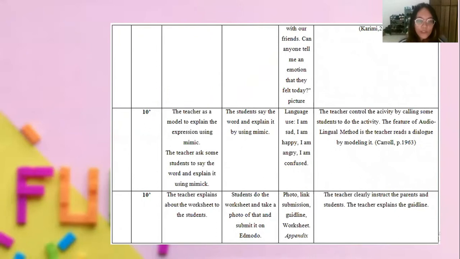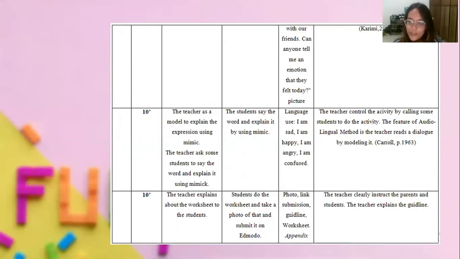So this goes further into how the teacher explains the expressions. And the students say the word and explain it by using mimic also. And the materials, the teacher uses target language that the students will use in this stage, like I am sad, I am happy, I am angry, and I'm confused. And the description is the teacher controls the activity by calling some students to do the activity.